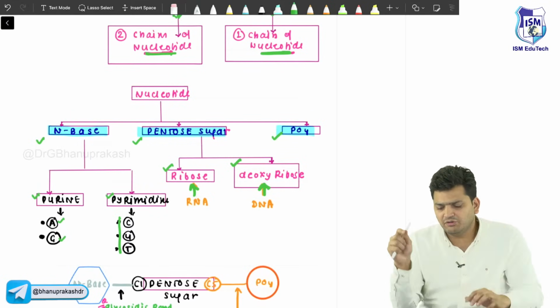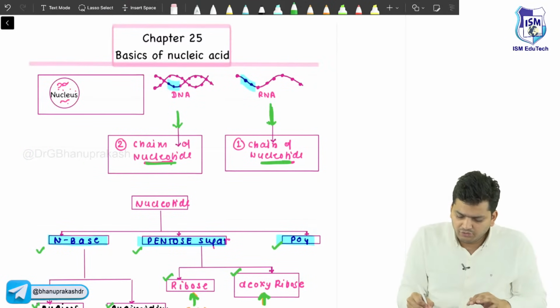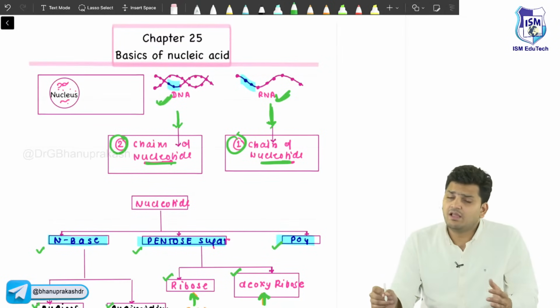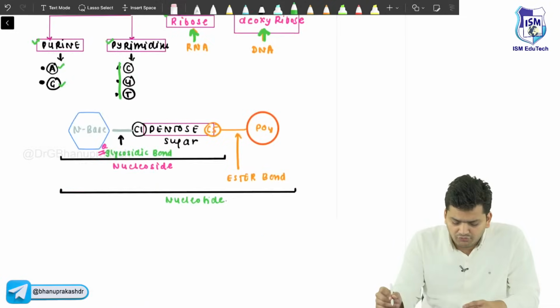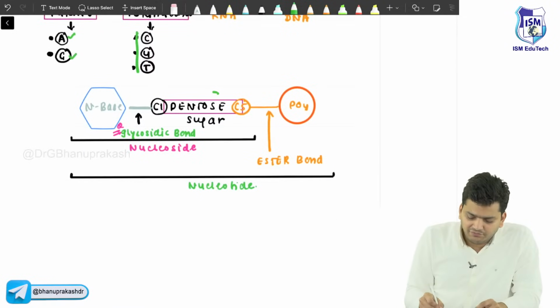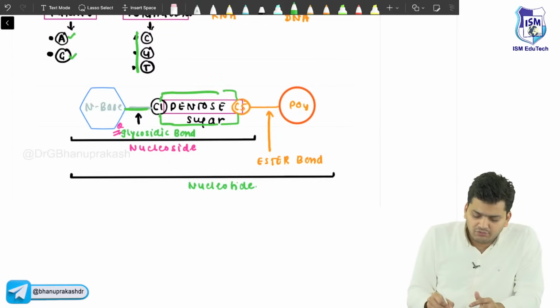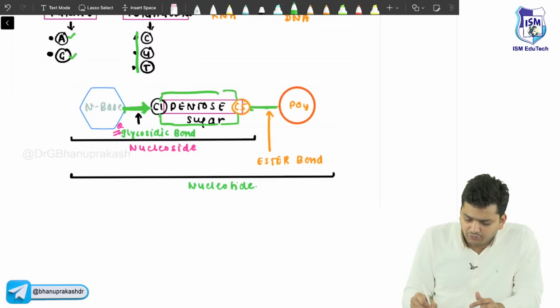If you make a single chain of nucleotide, that is called RNA. If you make two chains of nucleotide, it is called DNA. That is the basic difference. Now, what questions will they ask? See, how to make the nucleotide. We take a 5-carbon sugar, pentose sugar. Pentose sugar means 5 carbon. On the carbon number 1, we are going to attach the nitrogen base. And on the carbon number 5, we are going to attach the phosphate.